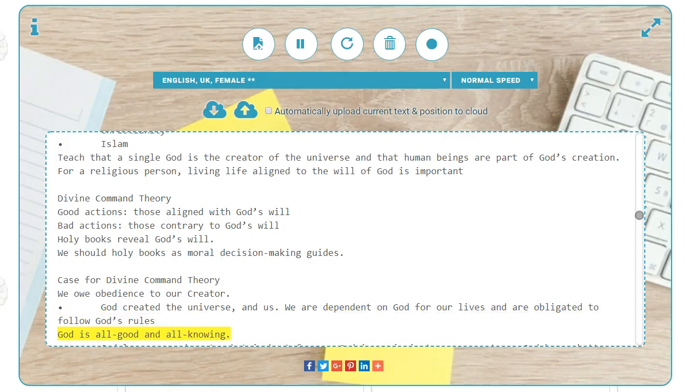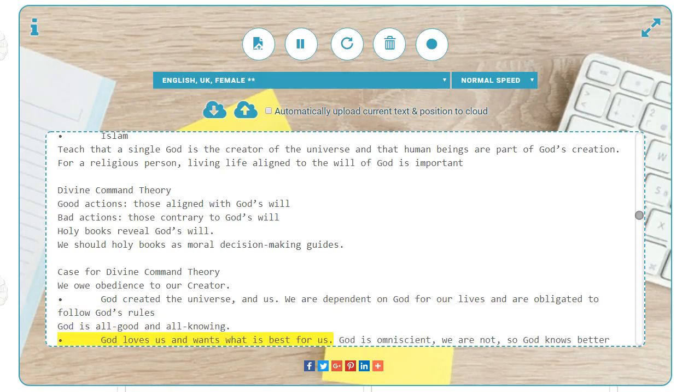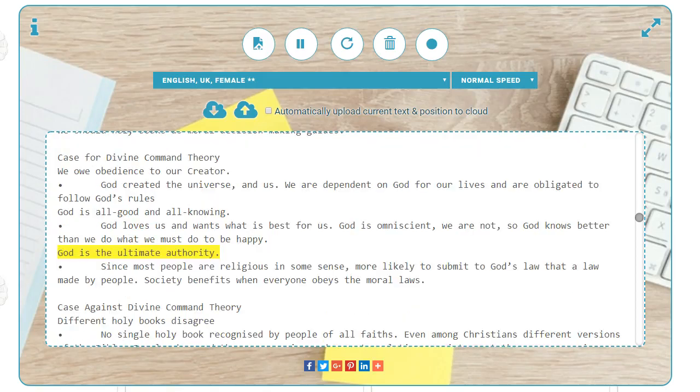God is all good and all-knowing. God loves us and wants what is best for us. God is omniscient, we are not, so God knows better than we do what we must do to be happy. God is the ultimate authority. Since most people are religious in some sense, they are more likely to submit to God's law than a law made by people. Society benefits when everyone obeys the moral laws.